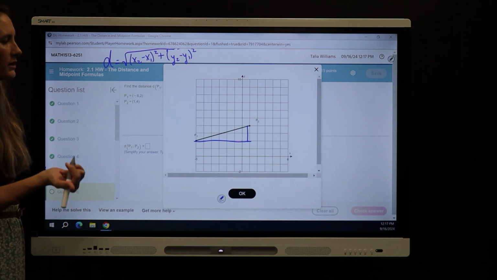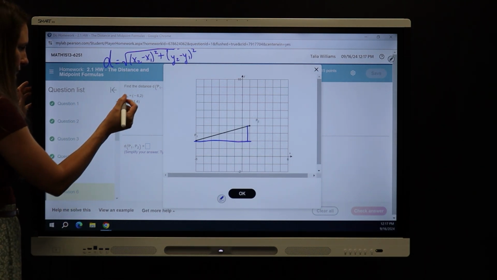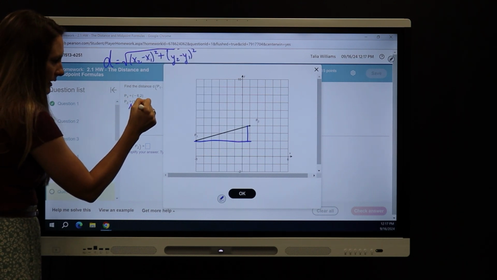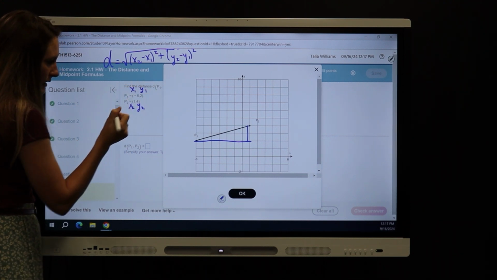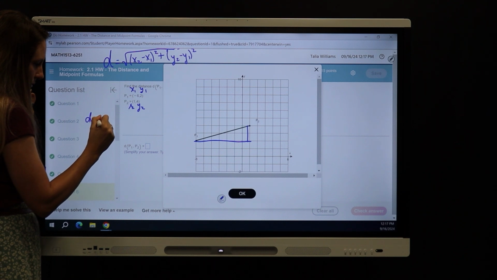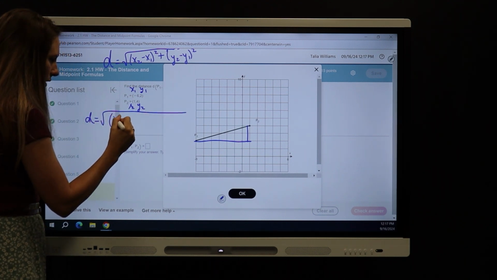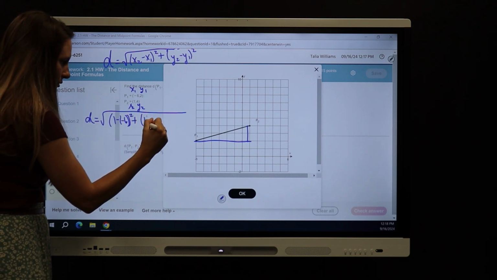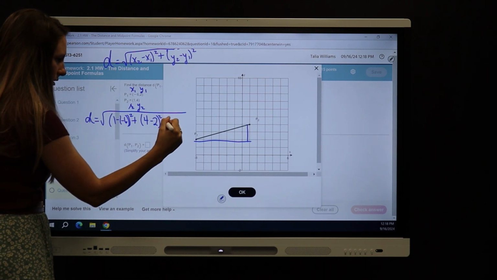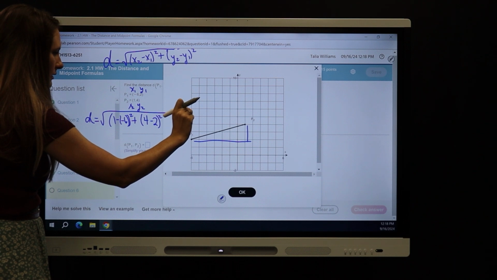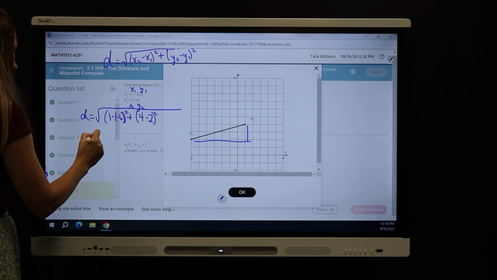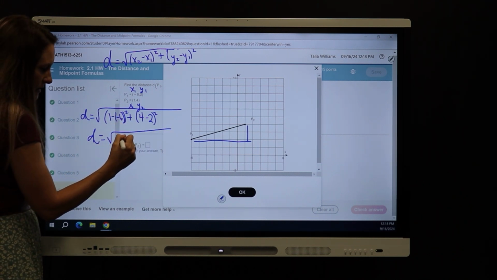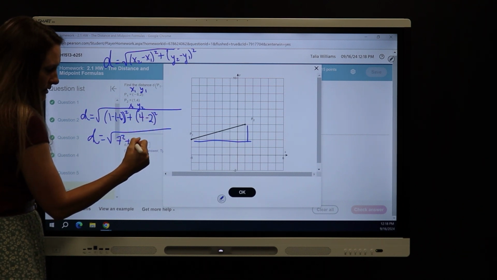We're going to use the distance formula because we're going to have to use the distance formula in a minute. So we have x2 and y2, x1 and y1, and then distance equals the square root of 1 subtract negative 6 squared plus y2 subtract y1 squared. Okay, well, distance equals the square root of this. When you subtract a negative, you add. So 1 plus 6 is 7 squared. Plus 4 subtract 2 is 2 squared.